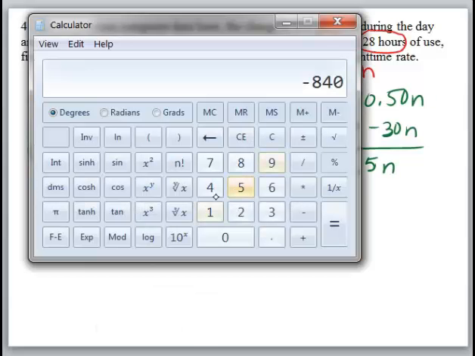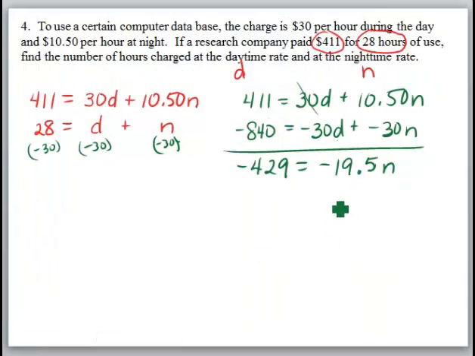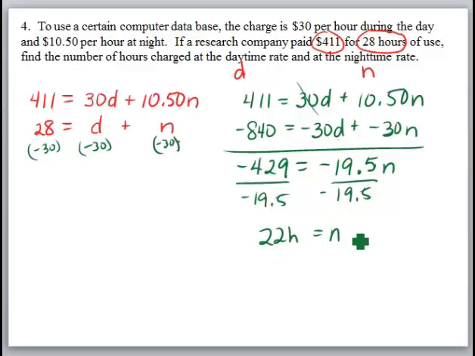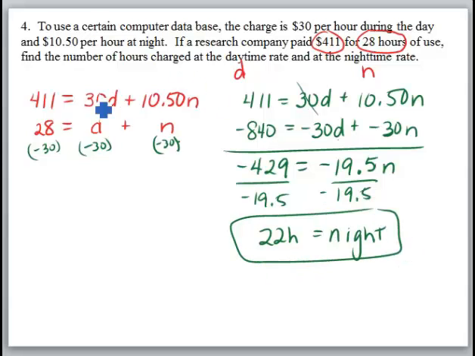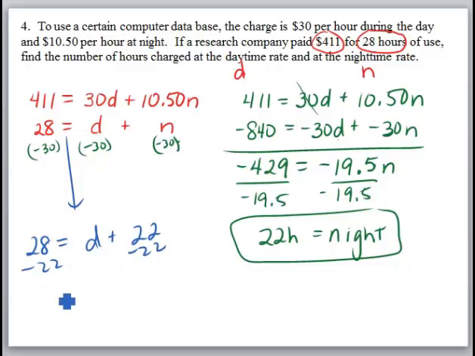So I'll go ahead and divide 429 divided by 19.5, and negative divided by negative is still positive, so I end up with 22 hours. So at night, they used it for 22 hours, so this is night. Much easier to go ahead and plug that into the second equation. Plug in 22 for your nighttime hours, subtract 22, and we get our daytime hours to be 6.